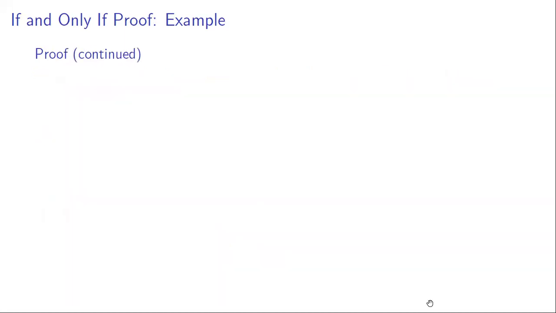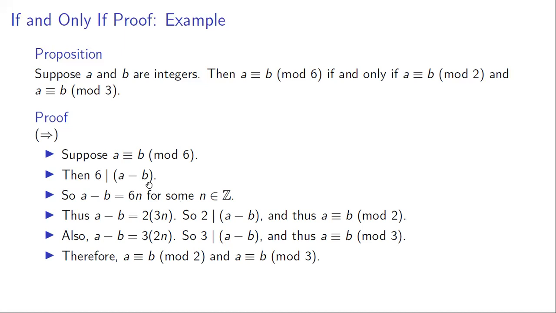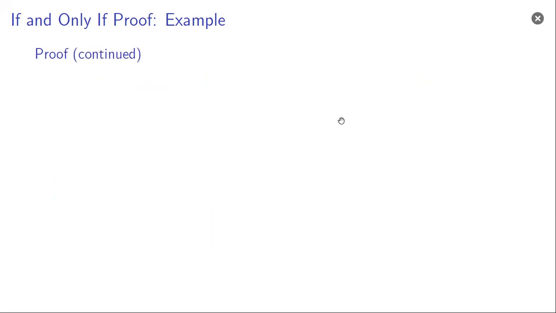So we're going to continue the proof. Again, here we're going to suppose that this part is true. That's what we're going to start with, and then we're going to have to show that this is true. We use this backwards arrow to indicate we're now doing the backward direction. Suppose A is congruent to B mod 2 and A is congruent to B mod 3.